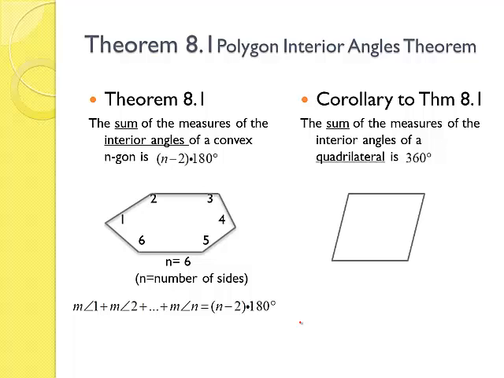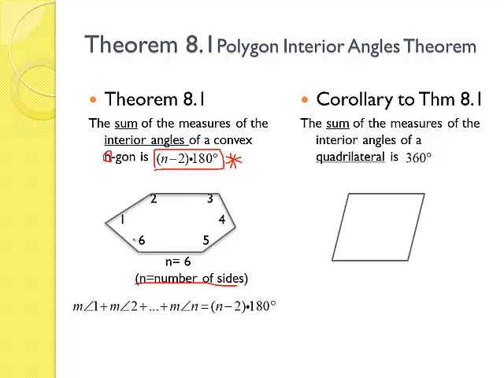Okay, so our first theorem that you need to know is the polygon interior angles theorem. And this is an extremely important theorem, and you're going to be using this in one of your assignments in this module. So what the theorem states is that the sum of the measures of the interior angles of a convex n-gon, where n is the number of sides, is 180 degrees times the number of sides minus 2, or the sides minus 2 times 180 degrees. This is the main thing that you need to remember that you're going to be using throughout this module.